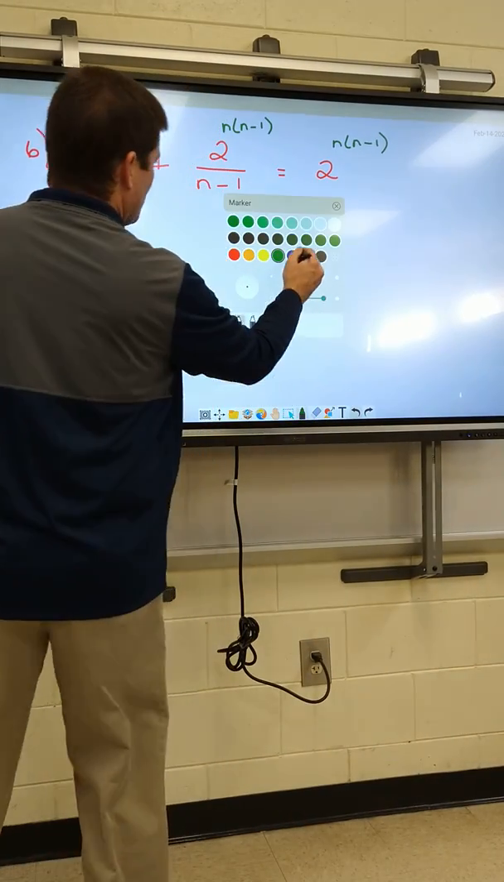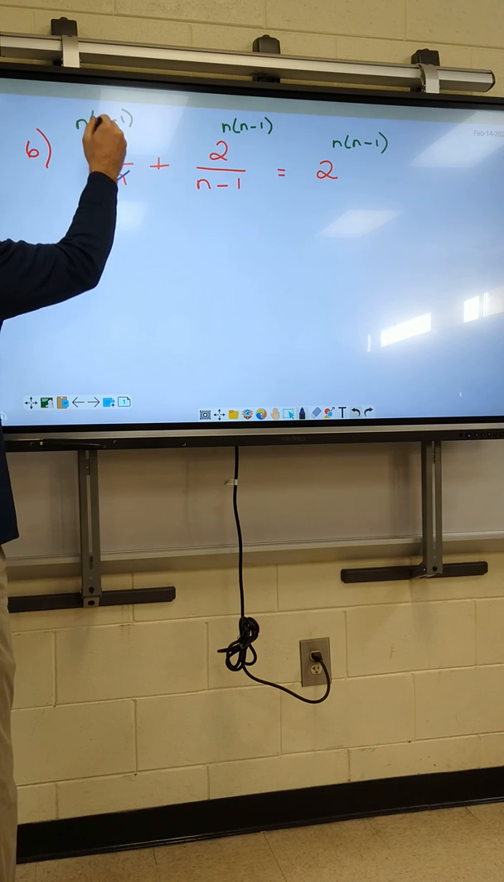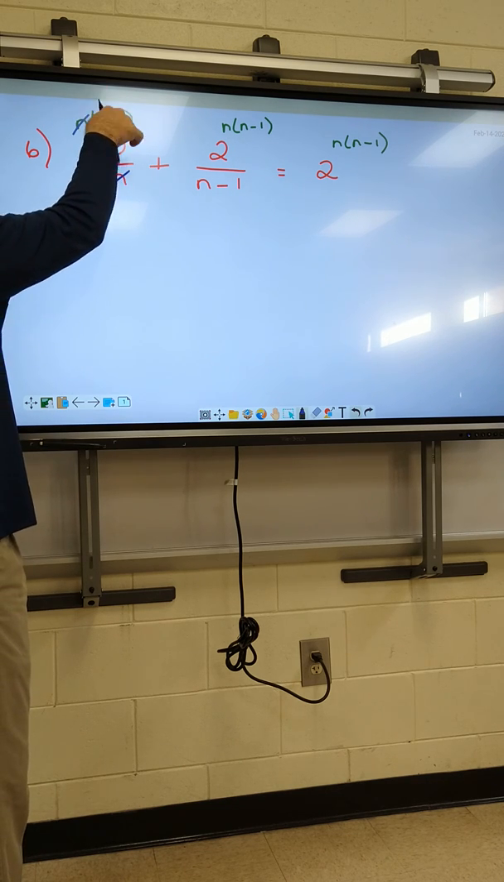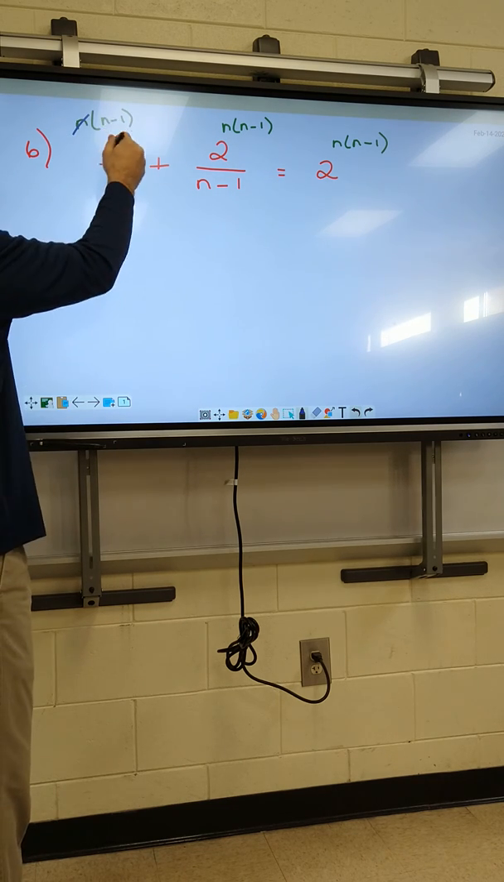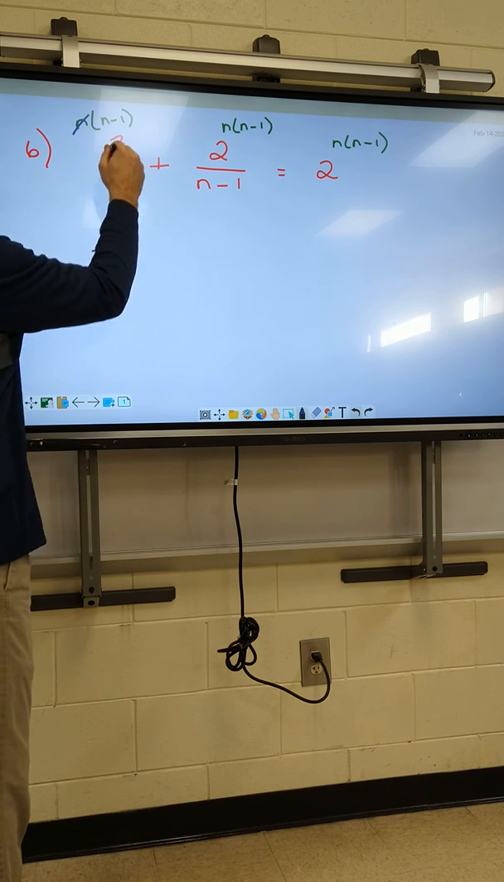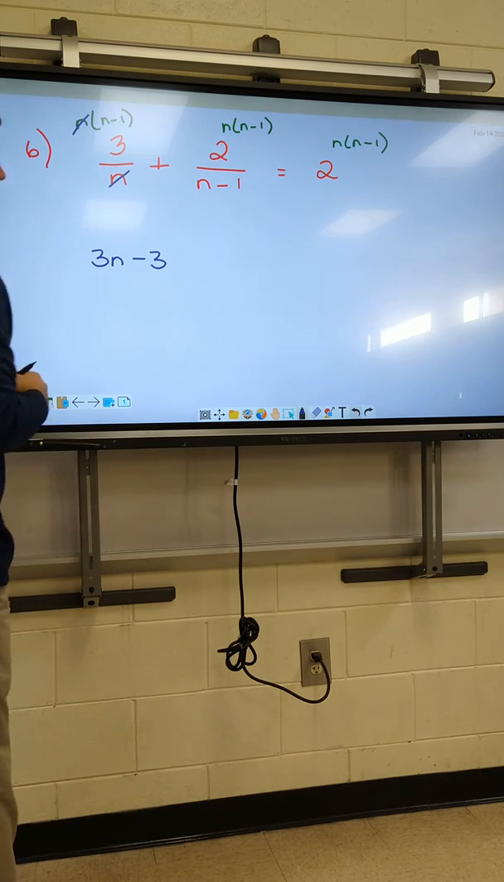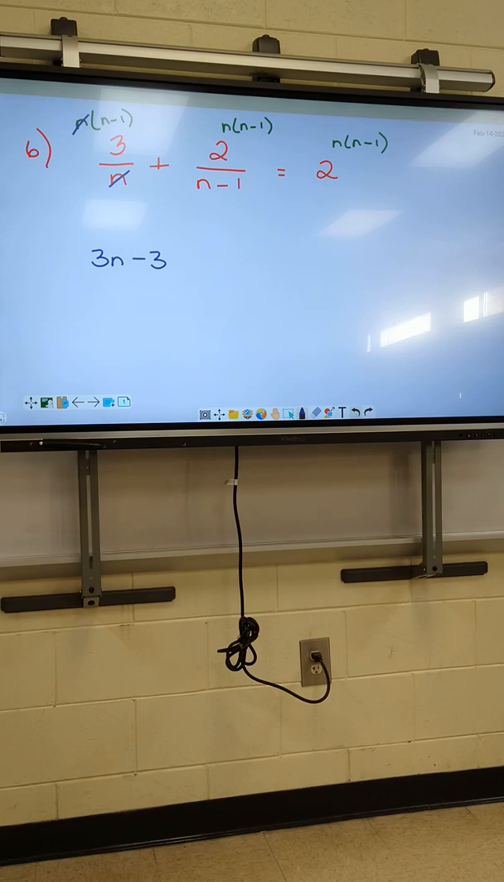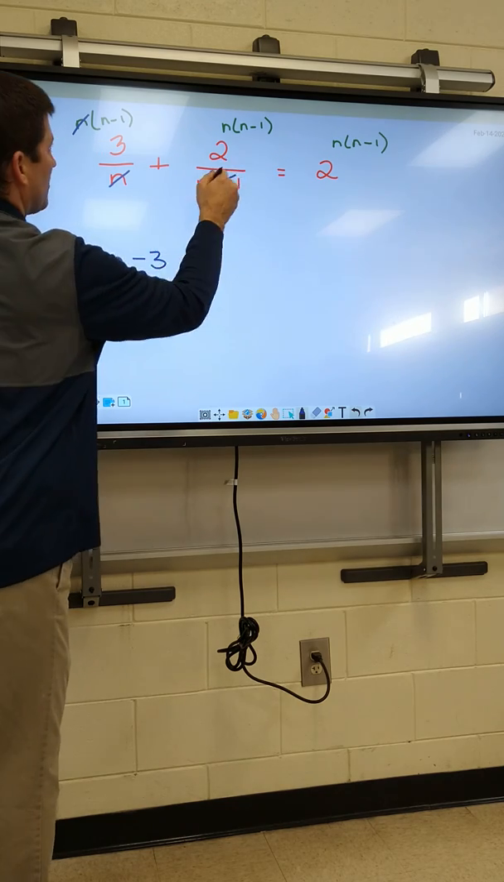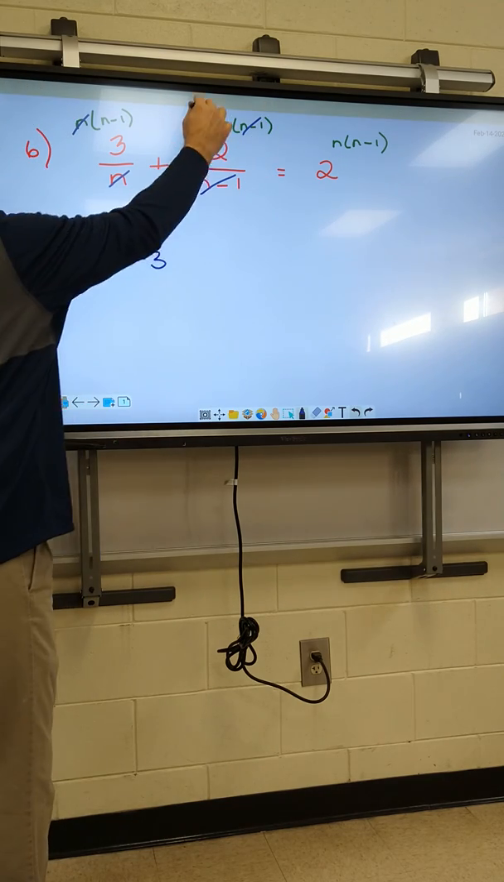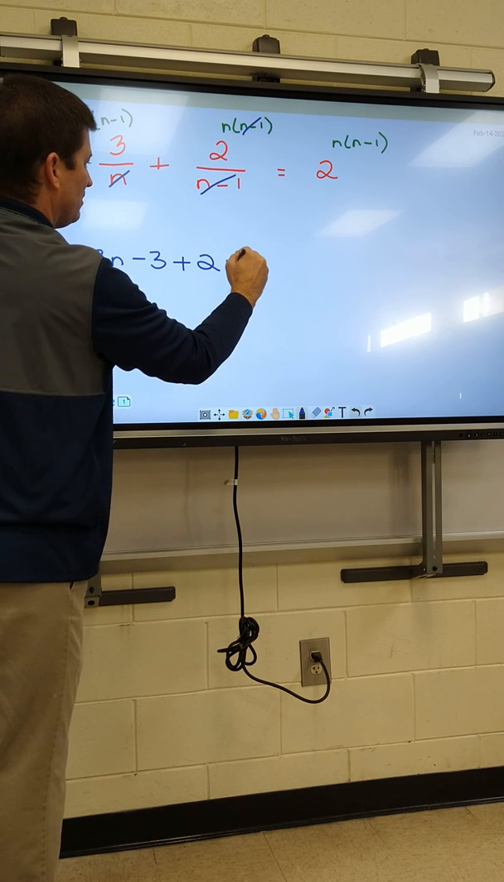Okay, so doing the crossing out step. The n's cancel out. Whatever's left over, you just multiply it together. 3 times n is 3n. 3 times 1 is minus 3. Okay, on the second fraction, the n minus 1's cancel. Multiply right here, I get 2n.